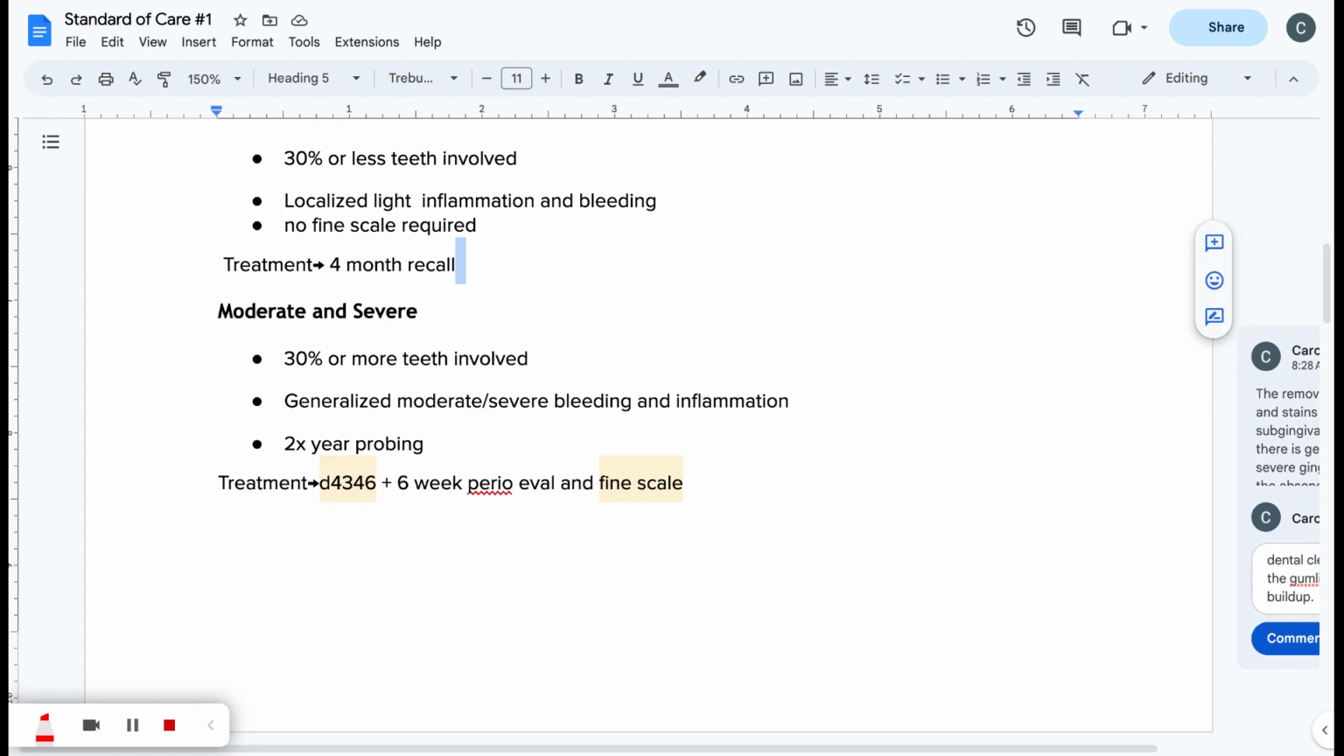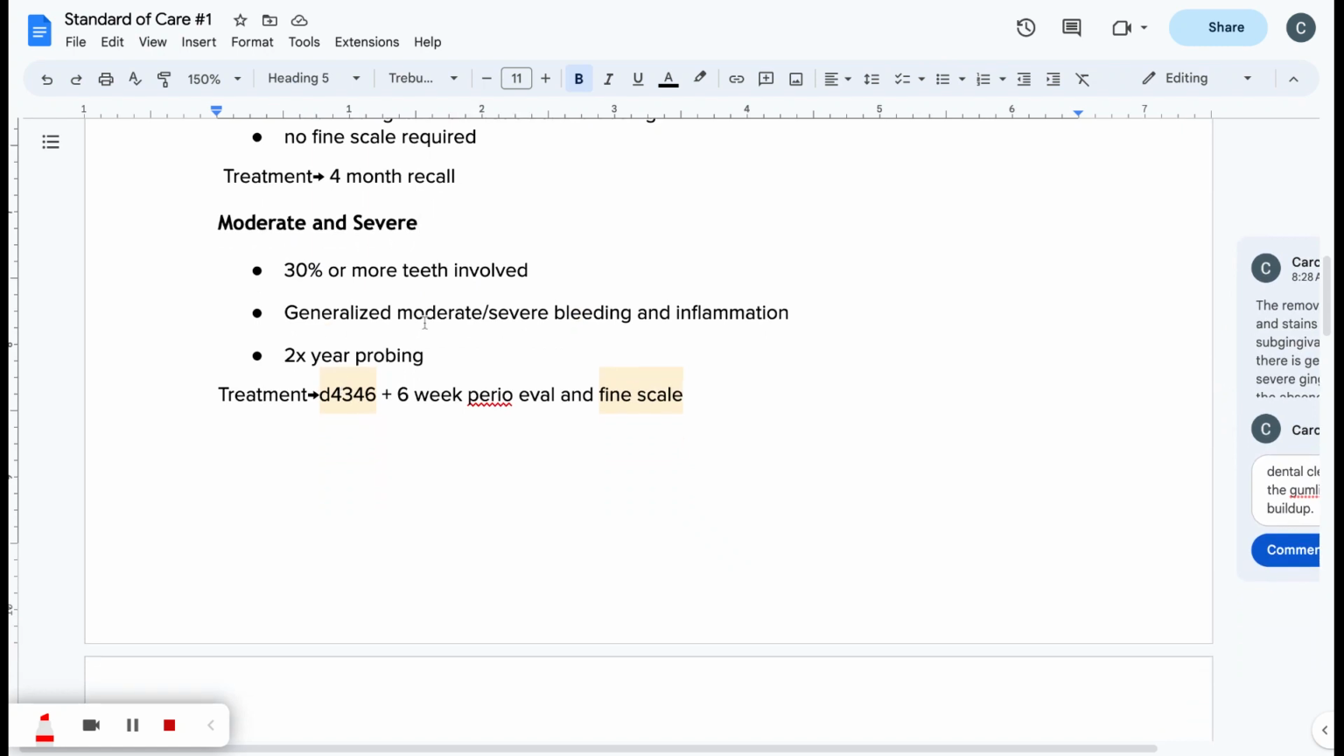The moderate and severe patient, the main distinction here is that this patient now has generalized moderate bleeding and inflammation. So it is extended more throughout the mouth. And for this particular patient, we're going to probe twice a year. That is on the day of the diagnosis and when they come back for the 6-week perio-eval.